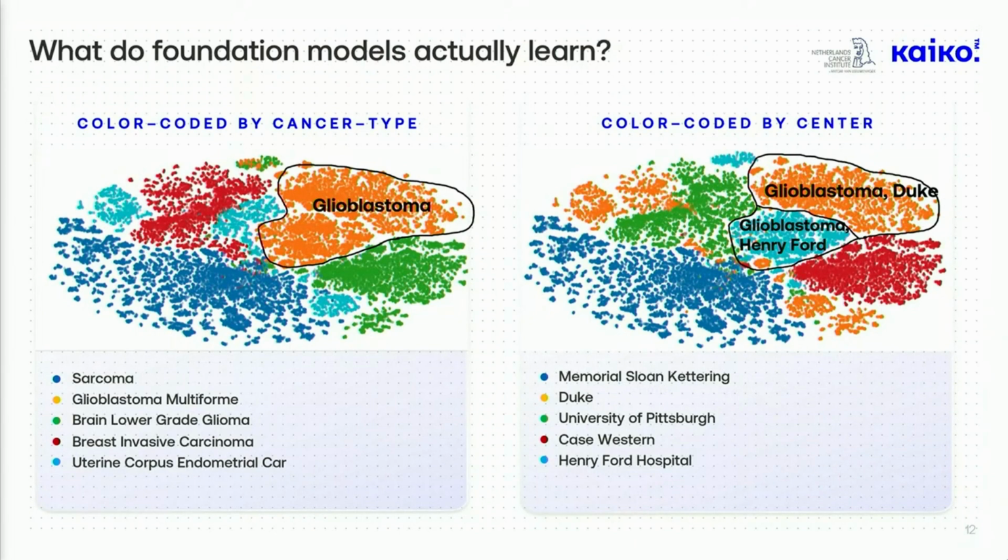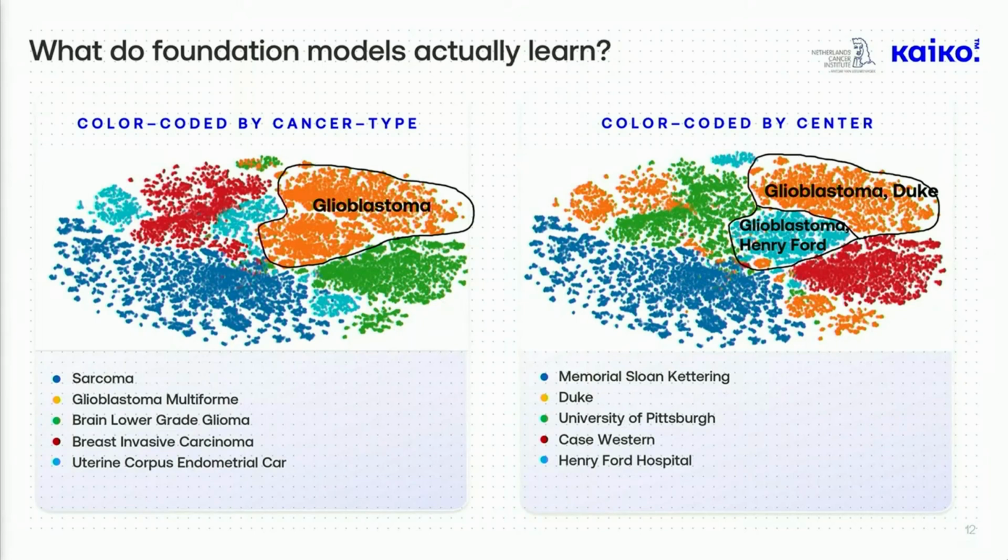Then, what do these models actually learn? And this I personally found very insightful. So we ran inference with the trained foundation model on the whole data set. And then you get a set of embeddings, that's just a bunch of vectors. And we project these to a 2D space using the t-SNE method. And then each embedding is just a point in this 2D space. And then you can color these points with different labels that you may have.